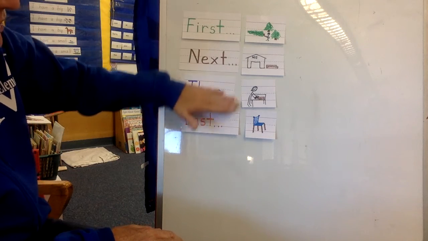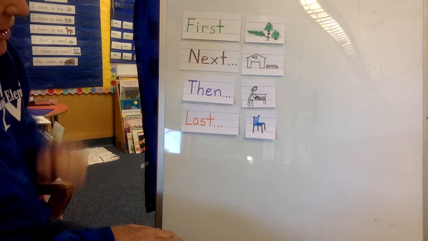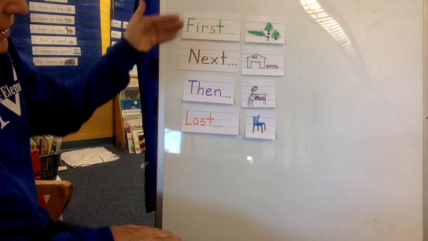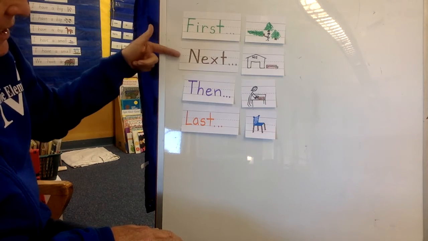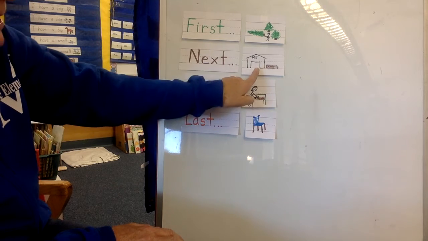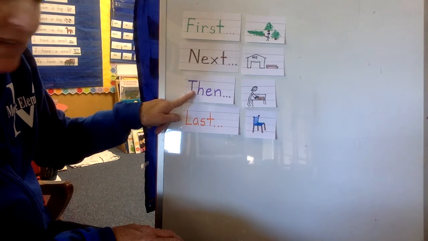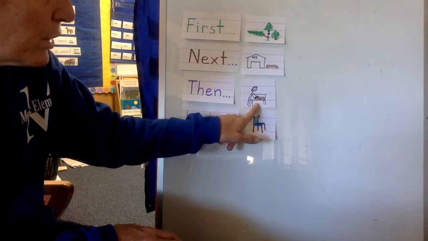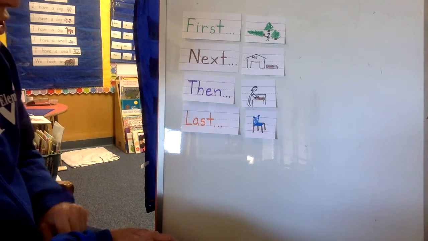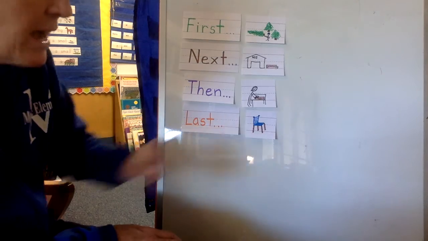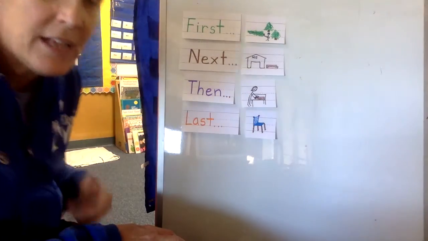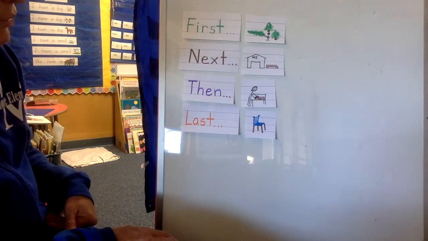So I can tell the story of how that goes. First, you cut down the tree. Next, you take that wood to the mill to make lumber. Then, a woodworker turns that wood into a chair. Last, you have your finished chair. And so that's how you can put things in order.